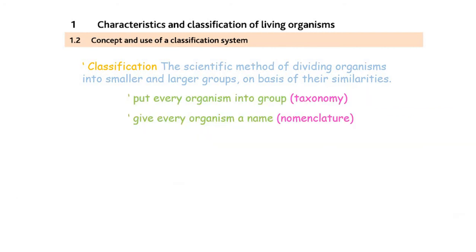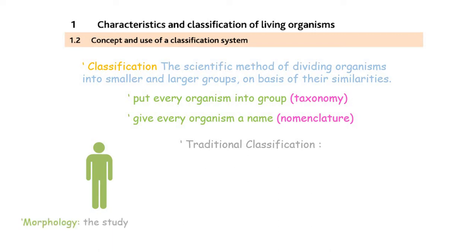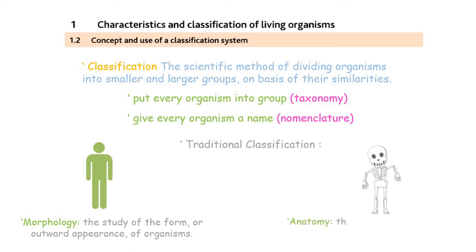Now, moving to the next segment, which is traditional classification. The traditional classification was based on morphology, which is the study of the form or outward appearance of an organism, or anatomy, which is the study of their internal structure as revealed by dissection or cutting the skin.